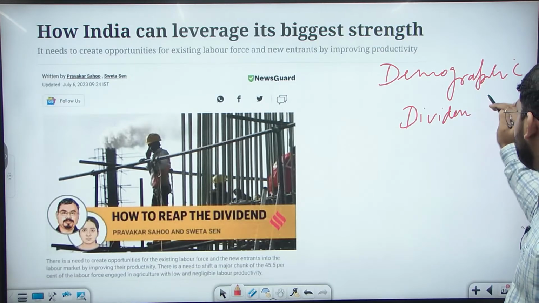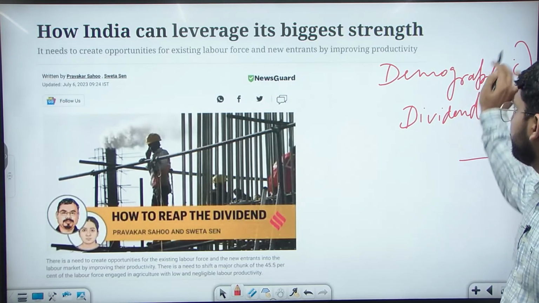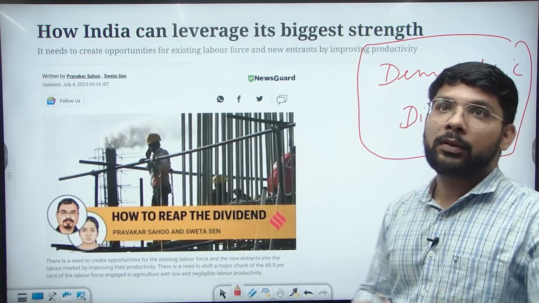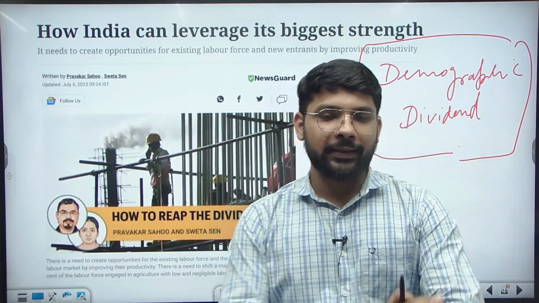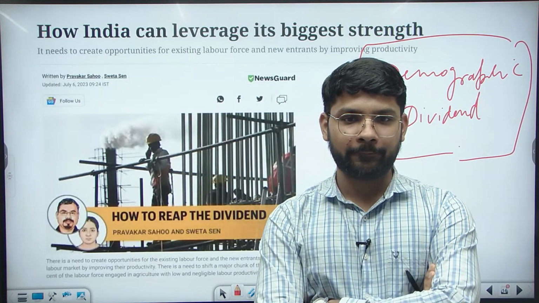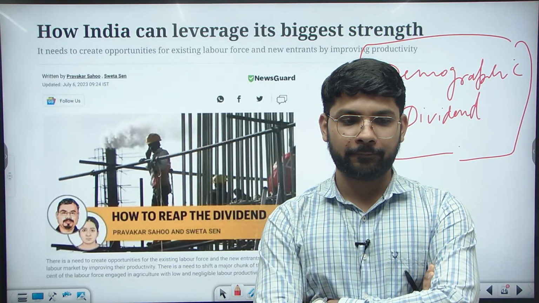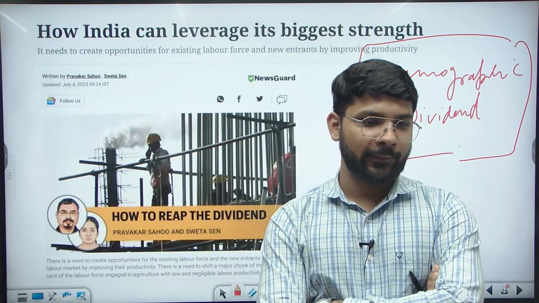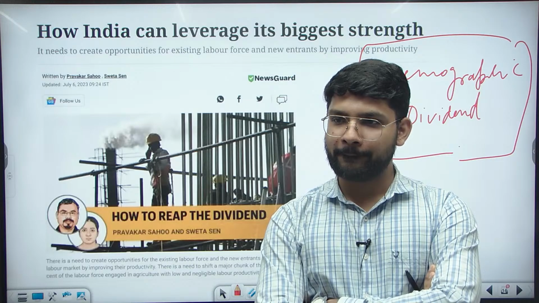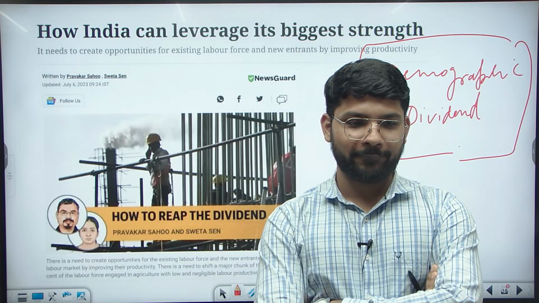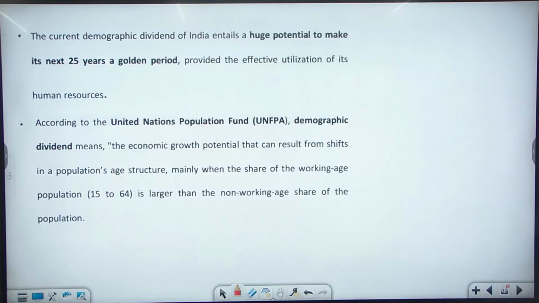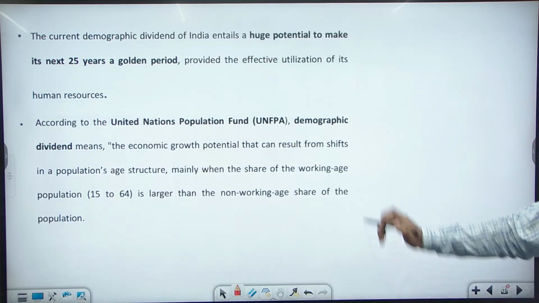Anybody can define demographic dividend? What is demographic dividend? एज ग्रुप कितना होगा? 60 ईयर्स तो इंडिया में एज है काम करने की. इसमें भी कंफ्यूजन है. So let's see the definition. 15 to 64.